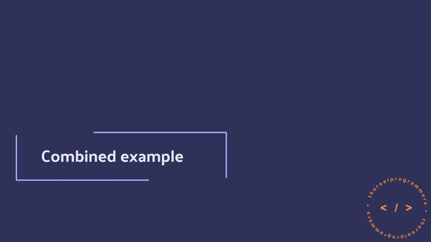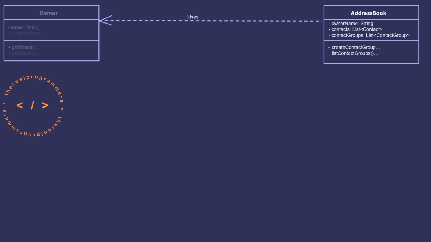Now, let's look at the combined example. This is an example showing a complete UML class diagram. This is an example of a simple address book application. At its core, there is an address book class which has a dependency relationship with the owner class to get the owner information.